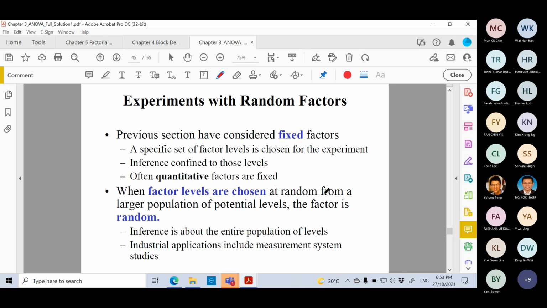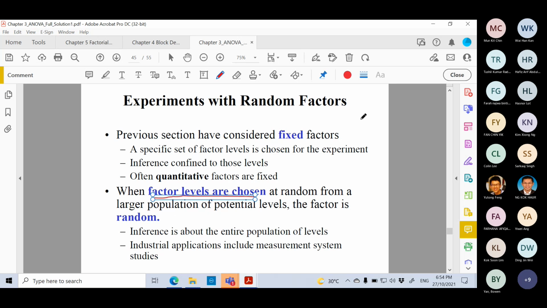So so far what I have gone through with you is all about the fixed effect. The fixed effect means that your conclusion can only be made for whatever factor levels you test. That one is called the fixed effect model. Okay. However, we can have another one where the factor levels are chosen at random from a large population of potential levels. So that factor is random.